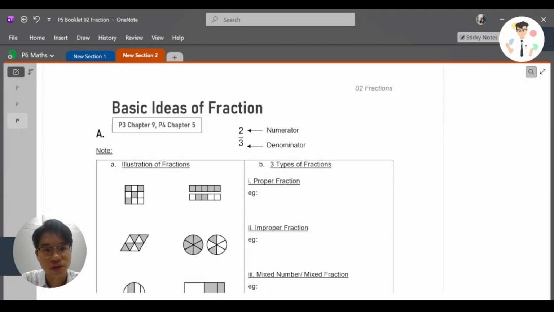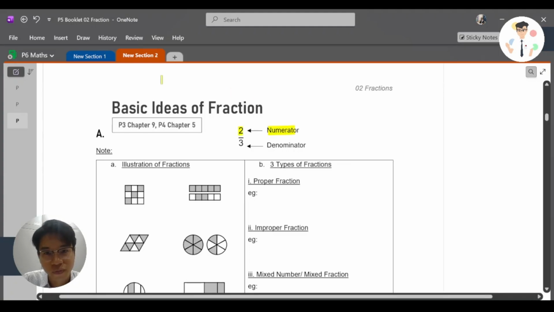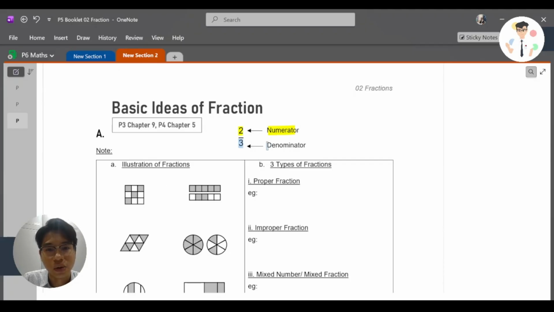So as you know, a fraction is a part of a whole. Okay, a part of a whole. I believe most of you know it looks something like this, 2 over 3. There's a number on top, a line in the middle, and a number at the bottom. So this is called a fraction. The number on top we call the numerator, and the number at the bottom we usually name the denominator. Okay? Not very important to know the names, but it's good to know them.